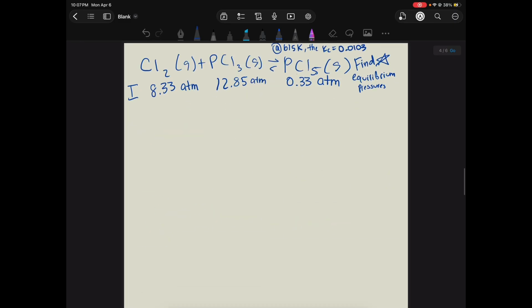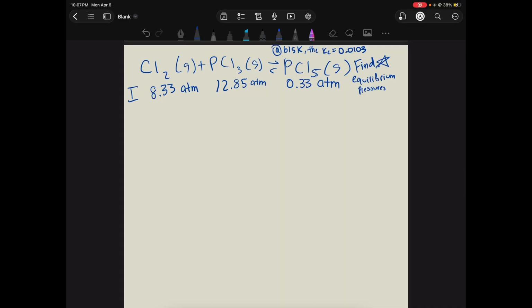Okay, moving on, we have a problem here involving pressure in ICE. We're given the initial pressures in the reaction, and then we're asked to find the equilibrium pressure. We're also given that the Kc value is 0.0103 at 615 degrees Kelvin. How do we begin this problem?